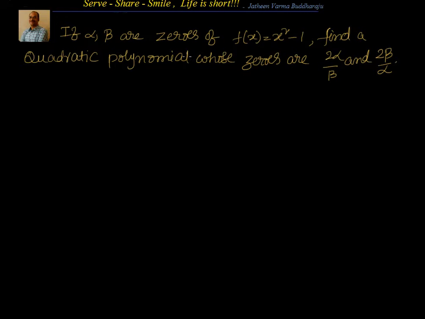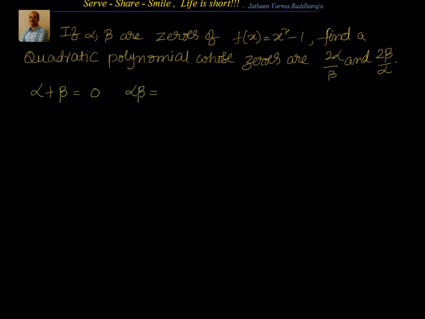Let's first try using the relation between the zeros of a polynomial and the coefficients of the polynomial. Let's try to find out what is alpha plus beta and alpha beta. So we know that alpha plus beta equal to minus b by a. It's in the form of ax square plus bx plus c, where b equal to 0. So alpha plus beta is 0. And alpha beta equal to c by a.